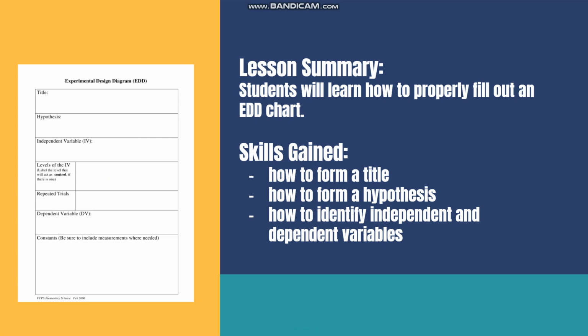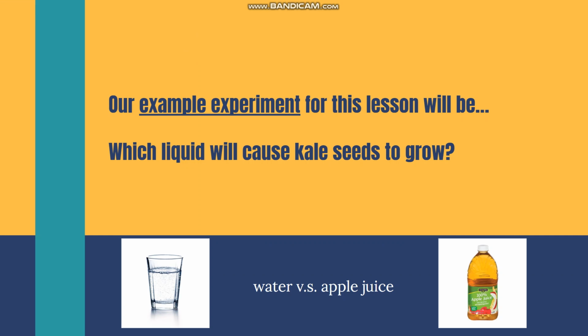The chart on the left is what your teacher will typically assign to you when performing an experiment. Our example experiment for this lesson will be which liquid will cause kale seeds to grow. Now you probably already know the answer to this, but I chose a simple experiment so it's easier to follow along throughout the presentation.